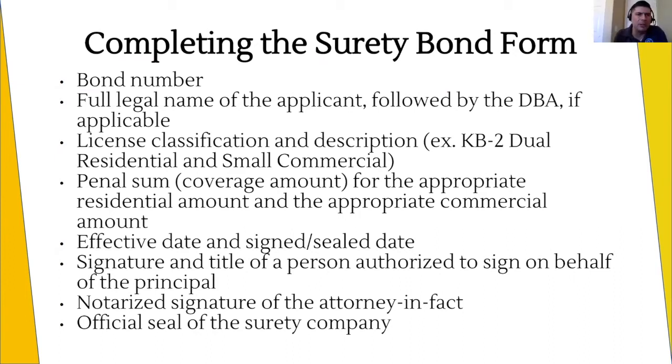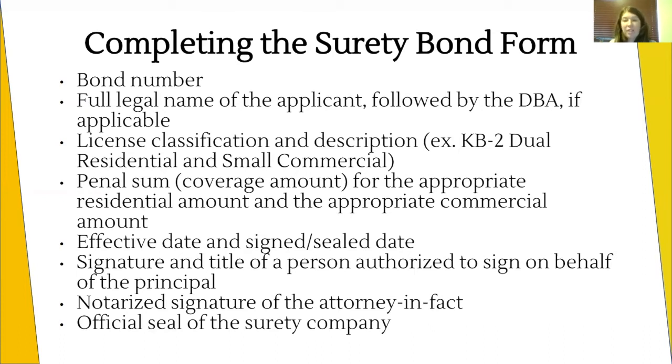Yes, so forgetting to break out that penal sum amount for dual licenses is a big one. Not having the full legal name of the applicant on there, so leaving the DBA off, or sometimes people, if they're an LLC, put their name on there instead of the LLC name. And then for your authorized representative, forgetting to sign the bond, that's another big one.